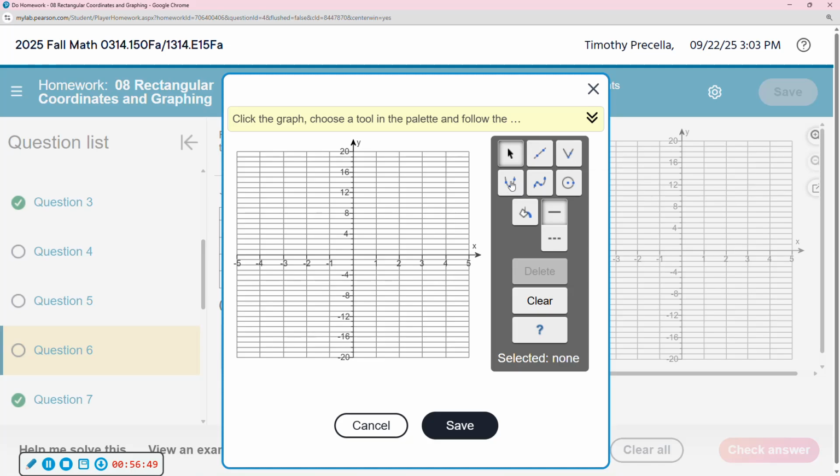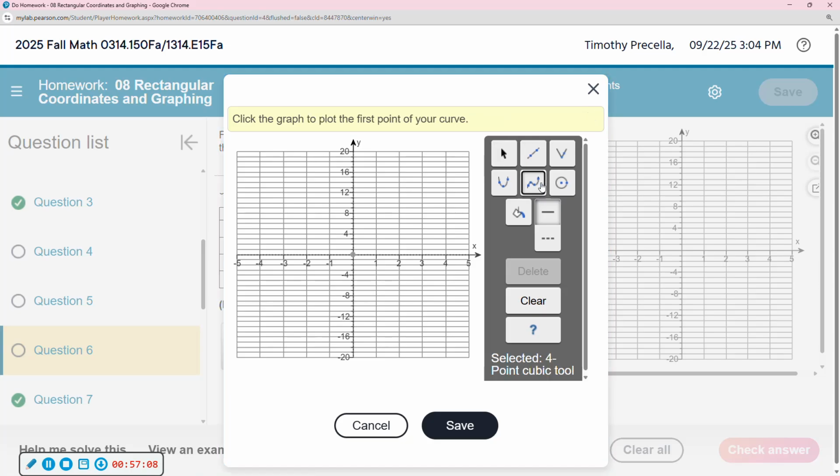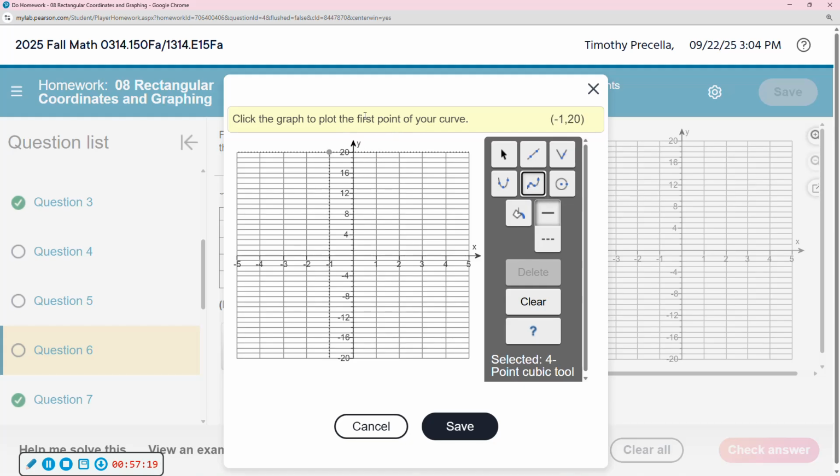You'll know when you get to an absolute value. Is it a 3-point quadratic? No. We have 4 points and a cube. Can y'all read what it says? 4-point cubic tool. But this is the one that says 4-point cubic. So we click there, and it just says plot the first point.